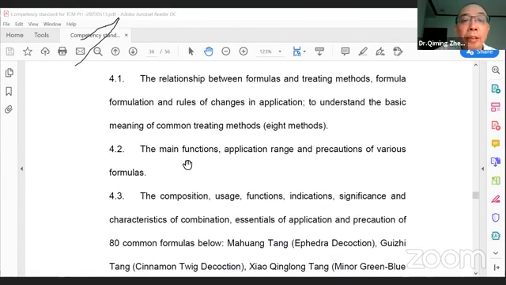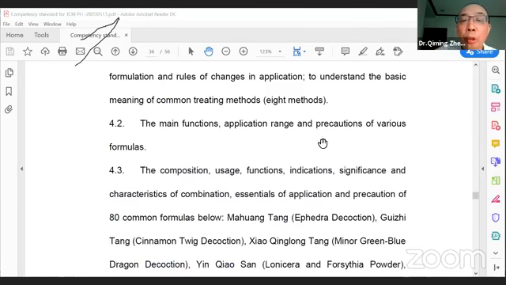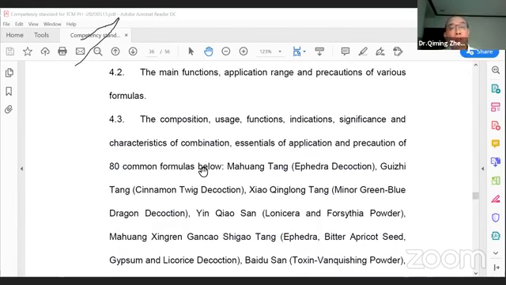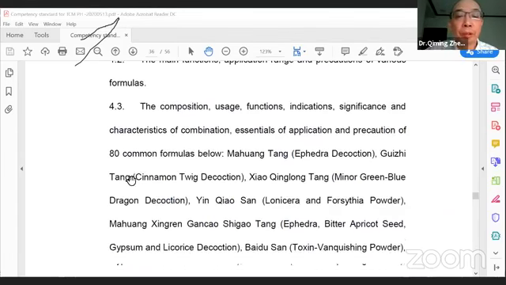So there are the 8 methods. The main functions, application range, and precautions of various formulas. The composition, usage, functions, indications, significance, and characteristics of combination, essentials of application, and precautions for 80 common formulas below. These 80 common formulas include Chinese internal medicine, gynecology and pediatrics, all the internal medicine, even some of the dermal diseases, within these 80 common formulas.